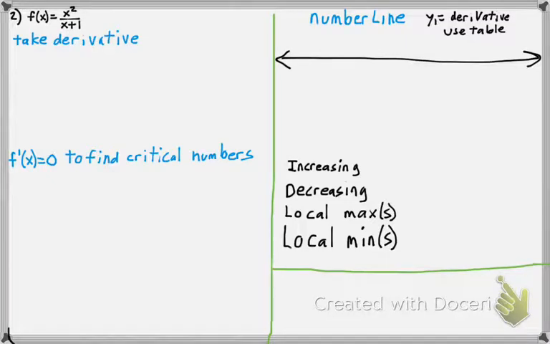Number 2, we're trying to figure out where the function is increasing and decreasing, and we're supposed to use the first derivative test to locate the local max and mins. So for this one, when we take the derivative, we're going to have to use the quotient rule.